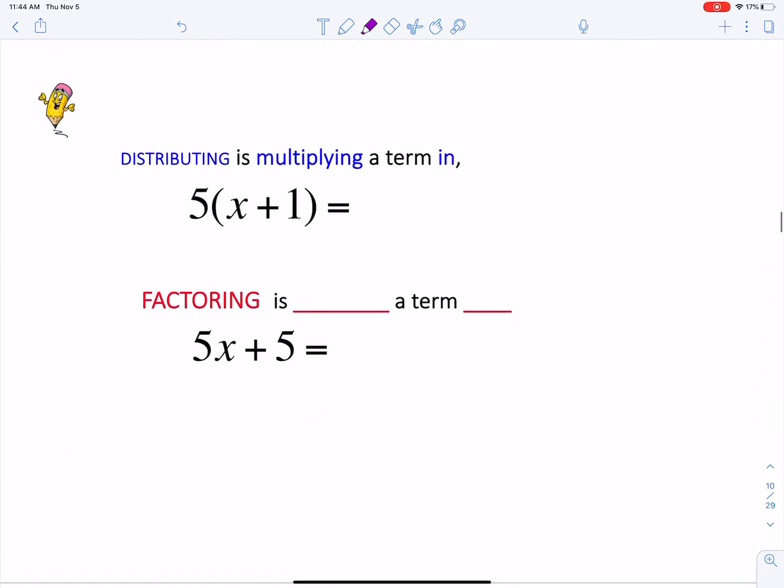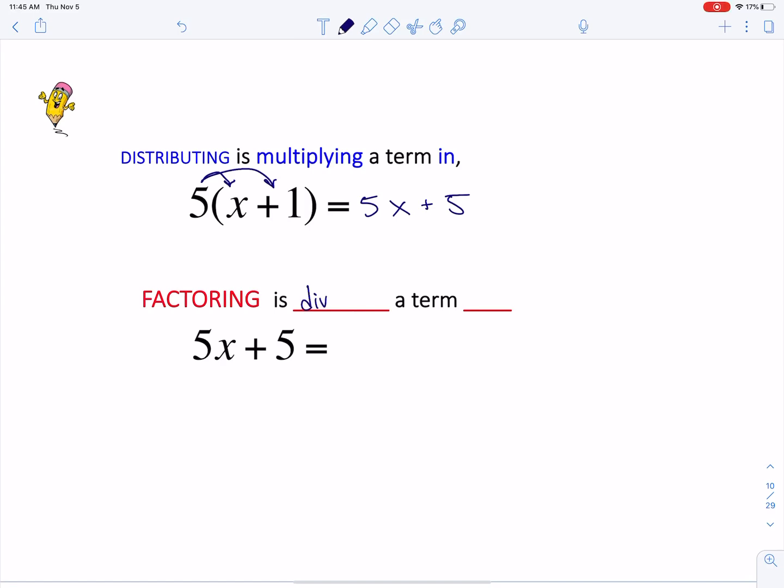All right, pencil buddy here. Distributing is multiplying a term in. So we multiply this 5 into the parentheses, giving you 5x plus 5. Factoring would then be doing the opposite of that. Factoring is dividing a term out. So we now take this 5, put it on the outside of the parentheses, and write what's left over when we divide it out of each term on the inside.